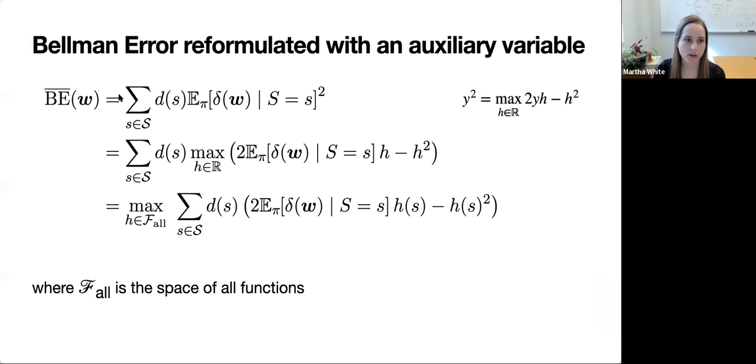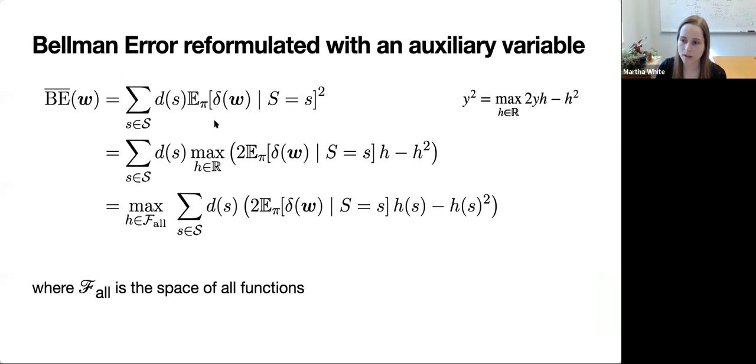Okay, so the idea is as follows. We've already seen that the Bellman error looks like this. We have an expected TD error given a state. And now what we know about the squared function is that we can always rewrite the squared function using its biconjugate. And this biconjugate looks like this. So we can rewrite it by introducing an auxiliary variable h, and that it just looks like this. Okay, this doesn't look very useful yet, but we're going to see how it's useful for us in a second.